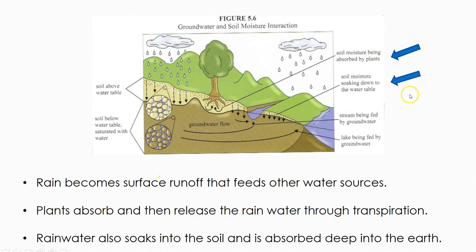Soil moisture soaks down to the water table, and the water table can only absorb so much water, so then it begins to feed streams that are nearby and lakes that are nearby. When the soil below the water table is saturated with water, it can just only hold so much. It has to leave by feeding those streams and lakes.